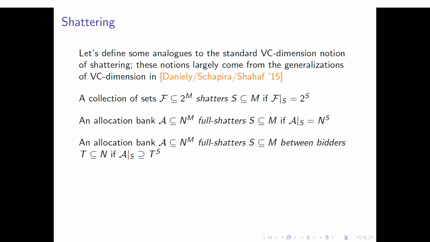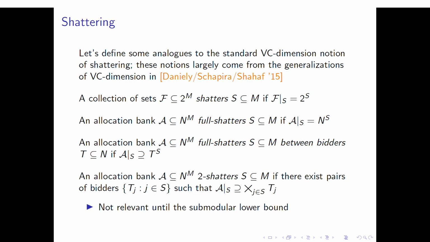Now, in our case, we don't have collections of sets where an item is in the set or out of the set. We have allocation banks where an item goes to one of the n bidders. So to directly extend the concept of VC dimension from collections of sets to collections of allocations, we can say that an allocation bank, curly A, full shatters S if restricting curly A to S results in the full set of allocations. So in other words, curly A can arbitrarily assign items in S among the bidders. We'll also say that curly A full shatters S between bidders T if curly A can arbitrarily assign items in S among bidders in T.